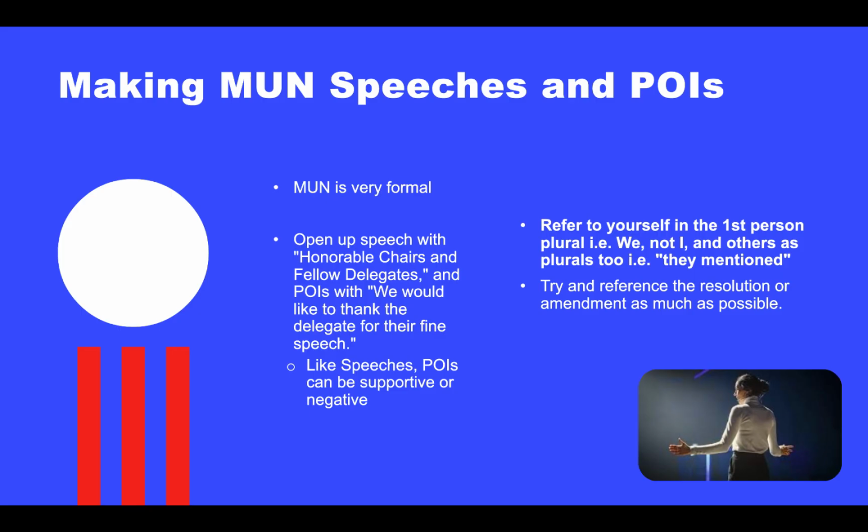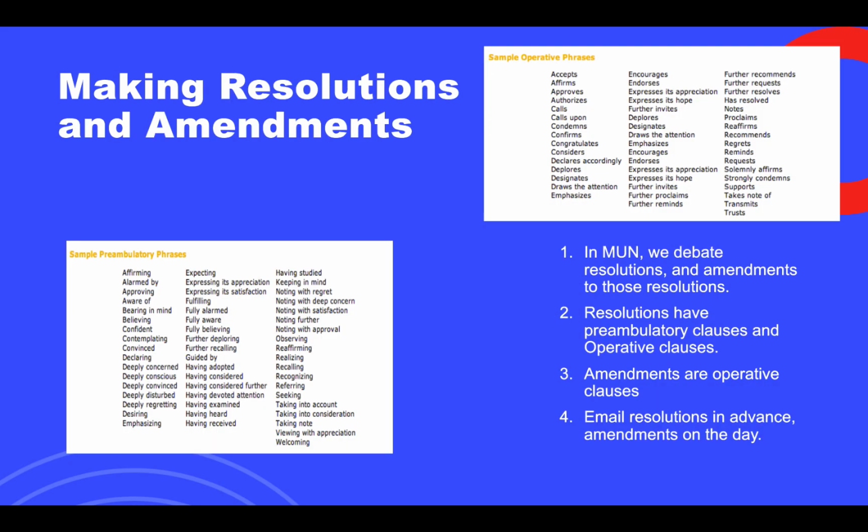And then also try and reference the resolution or amendment as much as possible. So talk about specific aspects. Maybe don't talk about the whole resolution being wrong, but go through clause 1. The issue with clause 1 is clause 2. Whilst we believe it's a good idea, it has an issue here or whatever. So make sure that you're talking about the resolution rather than going up and making a speech about the topic, because that is pretty much what the resolution is actually supposed to do itself.